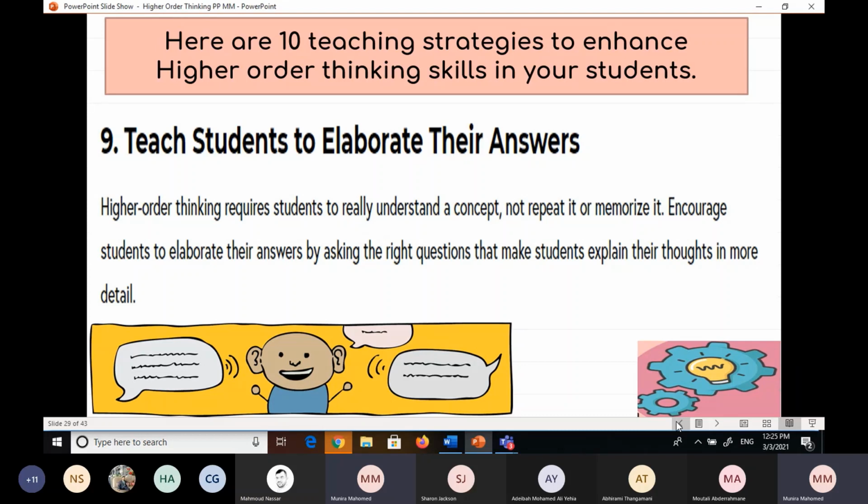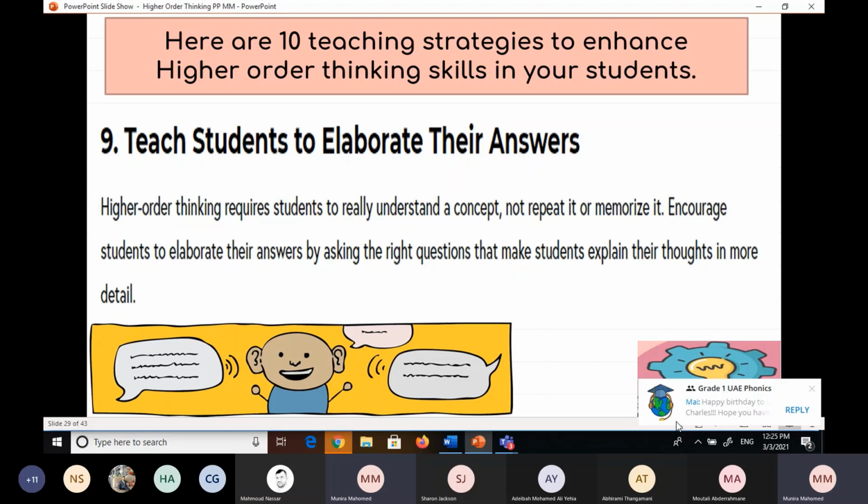I know this can be difficult sometimes because most of the time in class, we give them a question, they answer, and that's it. There's nothing more to that, absolutely nothing more. So what do we do? We need to ask them to elaborate on this. Higher order thinking requires students to understand the concept, not to repeat or memorize it, but to understand it with further knowledge. Encourage students to elaborate on their answers by asking the right question.